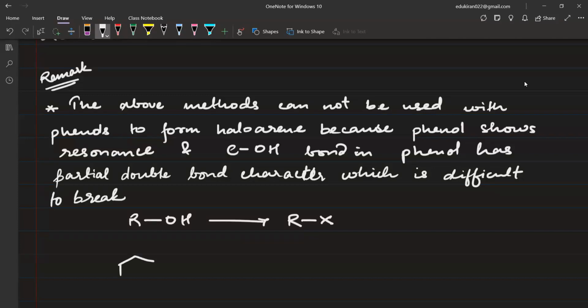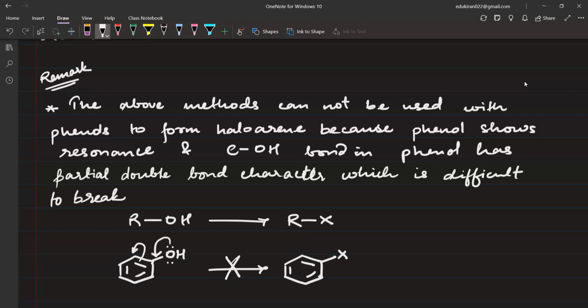If we are going to use the same reagents, and if we want this phenol, same reagents, and I want a haloarene, then we have to break this bond. But this bond has partial double bond character because oxygen has a lone pair, and it is going to move the electrons here like this, showing resonance. That is why this reaction cannot take place, because it has partial double bond character.